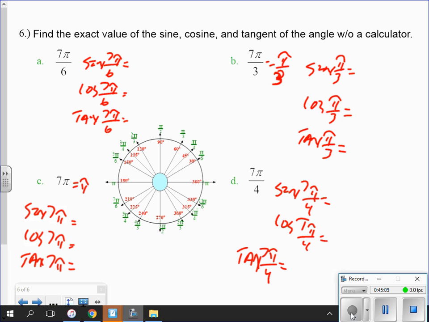Okay, so let's finish this off. 7 pi over 6 is a value on your unit circle. So you get negative 1/2 for the sine, and you end up with negative √3/2 for the cosine, and that gives you √3/3 for the tangent. Seven pi over 6 is right here. Okay. That one is a direct value.